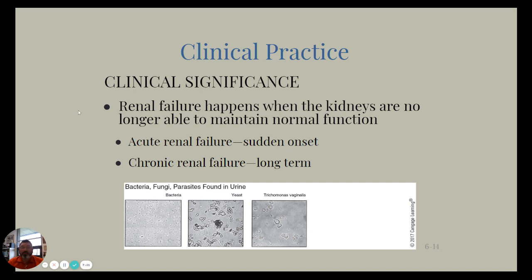Renal failure then happens if the kidneys no longer are able to maintain function. You can have acute renal failure, which is very sudden onset, or chronic renal failure, which is kind of a long-term process and will be indicated. A few things that you may see: bacteria, fungi, or parasites. We have bacteria here in this urine sample to the left, yeast in the center, which would, of course, be problematic, and then trichomoniasis here on the right.